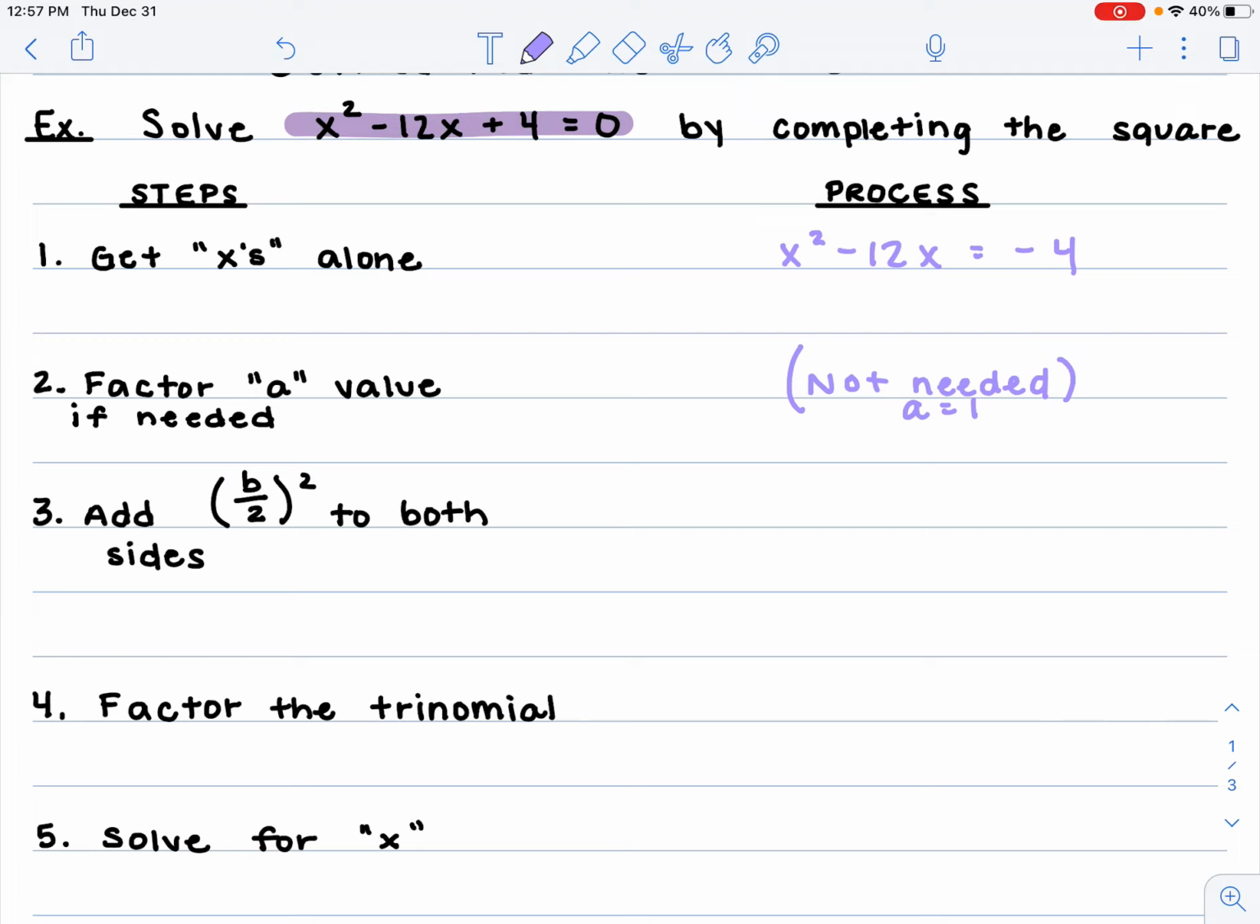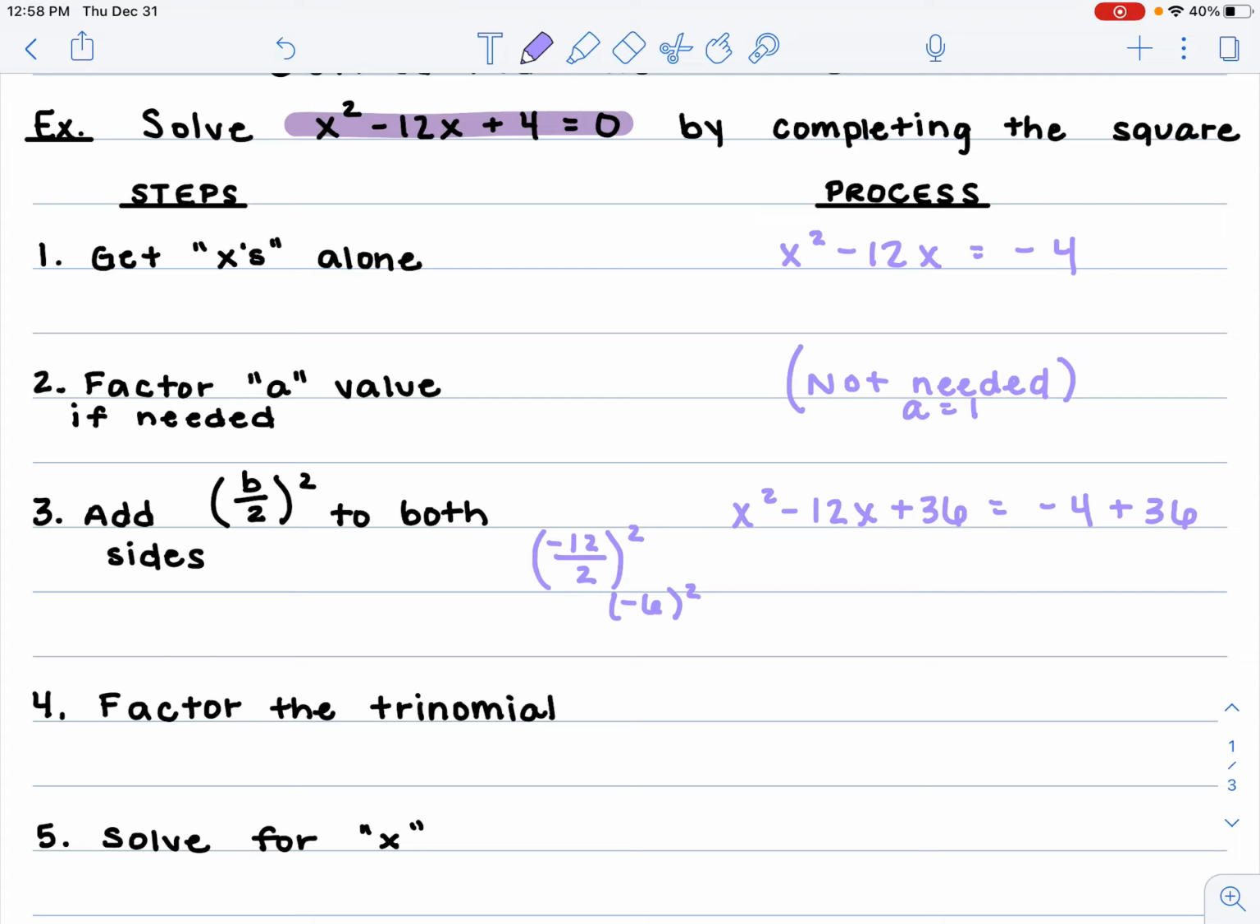All right, up next is add b divided by 2 squared to both sides. So if I have x squared minus 12x equals negative 4, I have to add this value of b divided by 2 squared to both sides. So here's how I do this. My b value here is negative 12. So on the side, I'm going to say negative 12 divided by 2 squared. Well, negative 12 divided by 2 is negative 6. Negative 6 squared is 36. So now I've got x squared minus 12x plus 36 equals negative 4 plus 36.